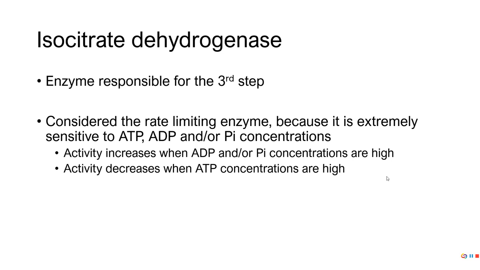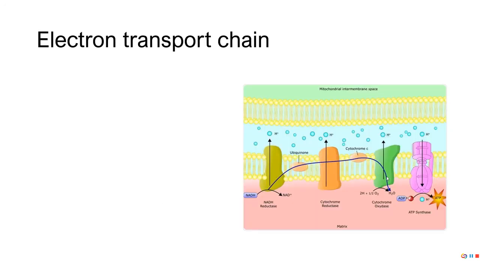Okay, it's sensitive to the concentrations of ATP, ADP, and phosphate. If I have high levels of ADP and/or phosphate, then isocitrate dehydrogenase will be very active. If I have high levels of ATP, then that enzyme activity will be limited. And for the third time, this is an example of a negative feedback loop. And so this leads us into the electron transport chain.